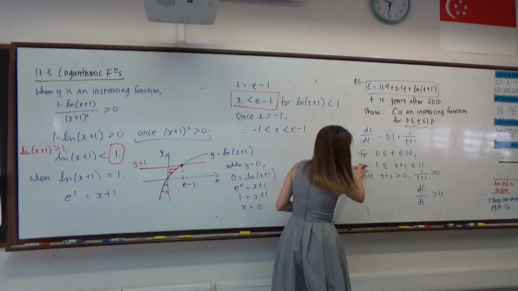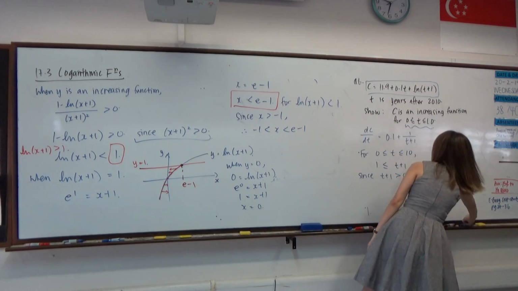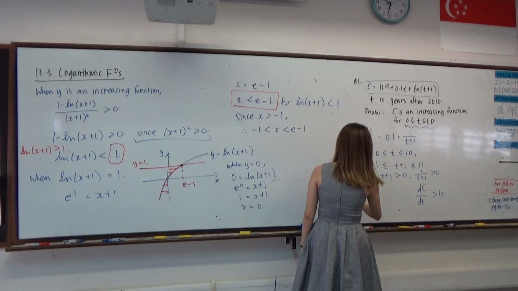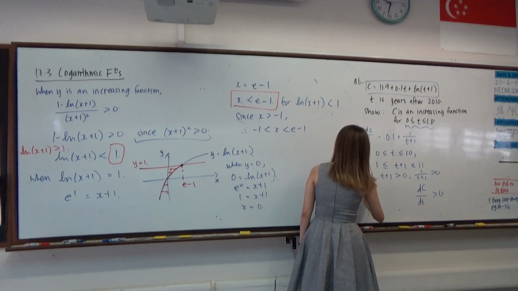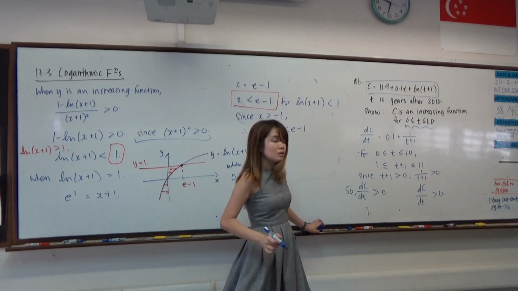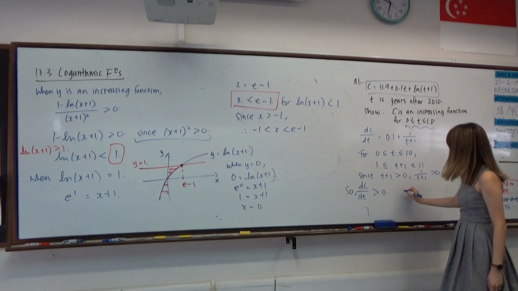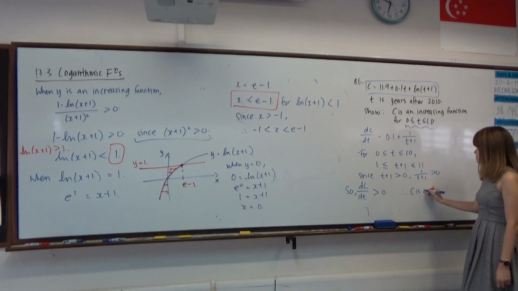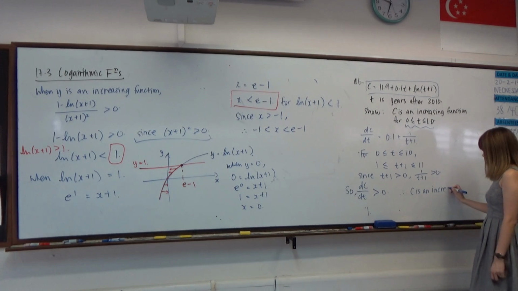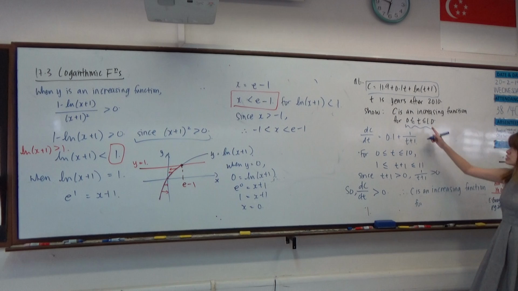Okay, then after that, since 1 over t plus 1 is more than 0, we will then be able to conclude that dc over dt will be more than 0. So therefore, c is an increasing function for this given condition.